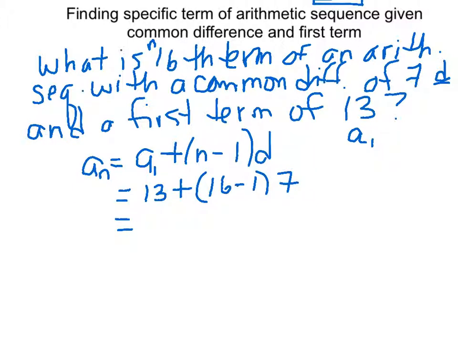Rules of order of operation, 16 minus 1 is 15. Next we do multiplication.